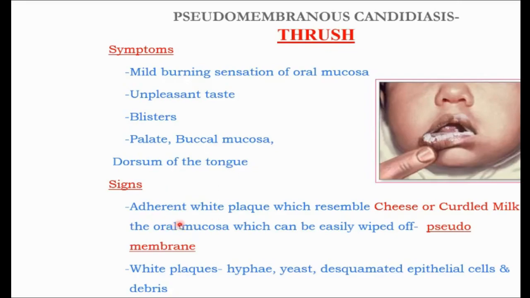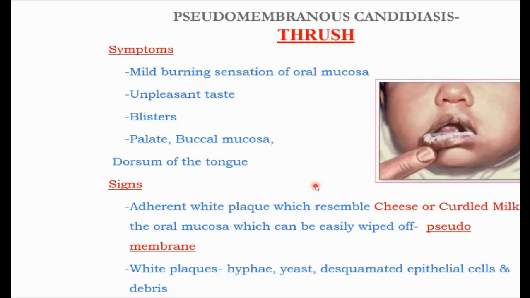So how does it appear? Why is the name pseudomembranous given? It appears as an adherent white plaque which resembles cheese or curdled milk, as you can see in this clinical image. The interesting part is that it can be easily wiped off. Okay, that's why it is called pseudomembranous. Pseudo means false, a false membrane, because it can be easily removed if you just use a gauze and slide it, and it just comes off. Okay, that's why it's called pseudomembranous, and the appearance is similar to cheese or curdled milk.